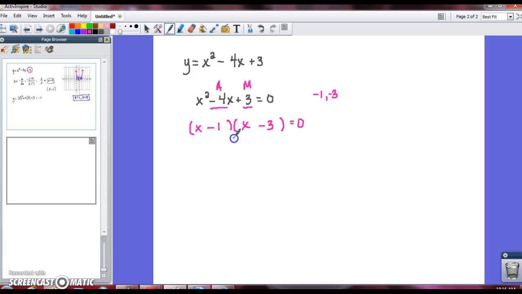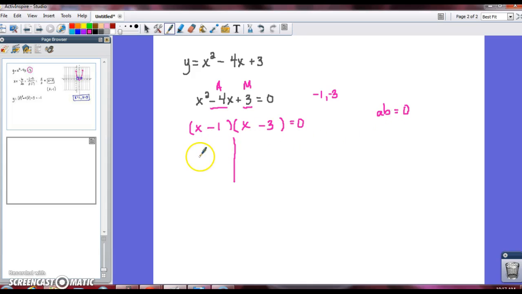And now we can apply our zero product rule. Our zero product rule says this. If I have two numbers that multiply to 0, one of them has to be equal to 0. Either A is going to be 0 or B is going to be 0. But when I'm looking at it like this, I have no idea which one is actually 0. So I have to assume that they both could be 0. Right? So A could be 0 and B could be 0.